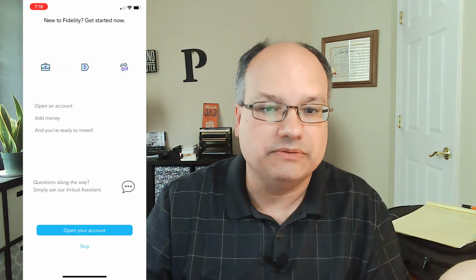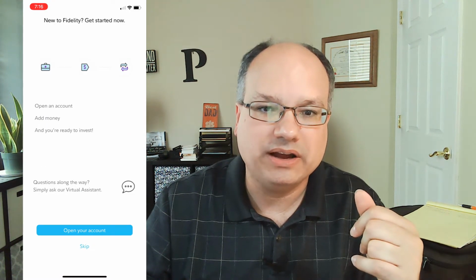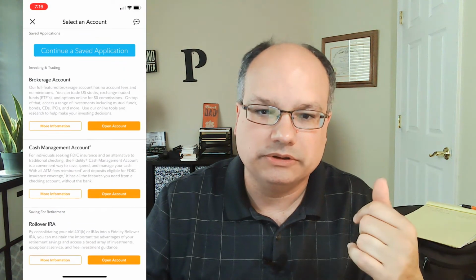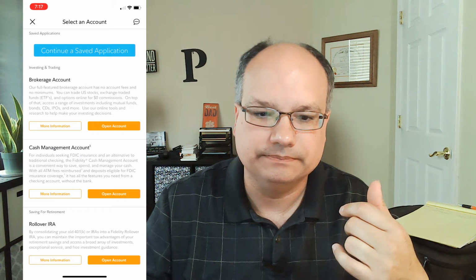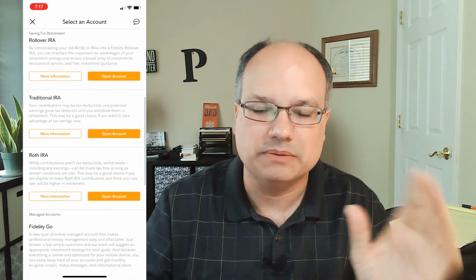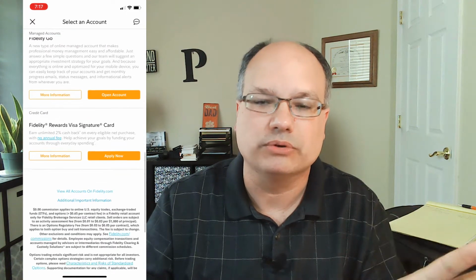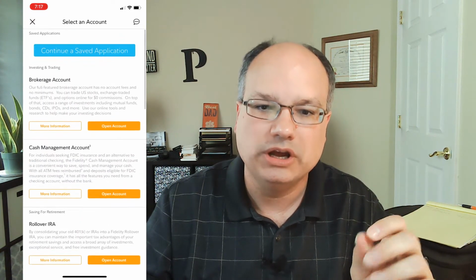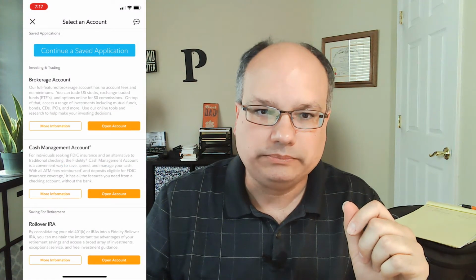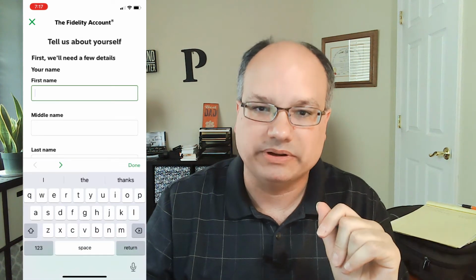Right here, you've got 3 options. Click open an account. You can scroll down, you see you have a cash management account, a rollover IRA, a traditional IRA, a Roth IRA, etc. But what I want to do is open up an individual brokerage account so I have access to that index fund I was talking about. And here's where I'm going to start blanking it out so you don't have to see my personal information.